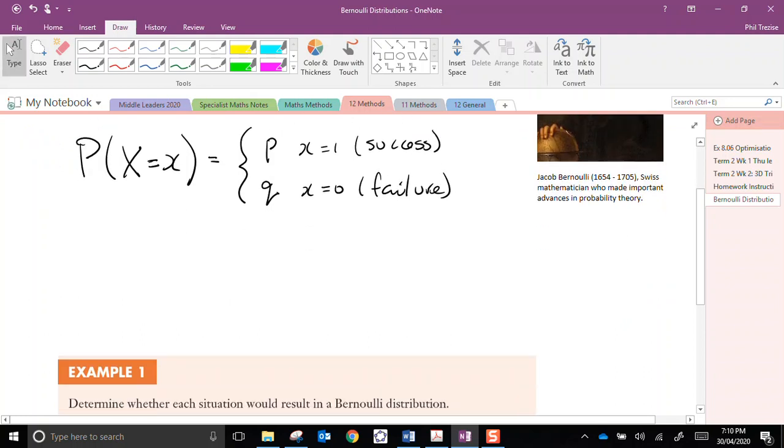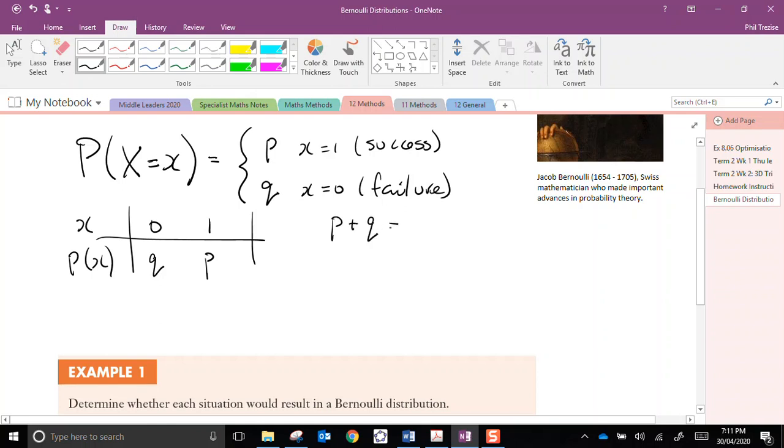Now, as we saw last year, we can represent a discrete event as a probability distribution. Now there's only two values for x, 0 and 1. In the event that it was a x of 0, then the value is q. In this event it's p. Now the other thing that I need to mention, of course, is that in probability, if there are only two possible outcomes, then the sum of p and q must equal 1.